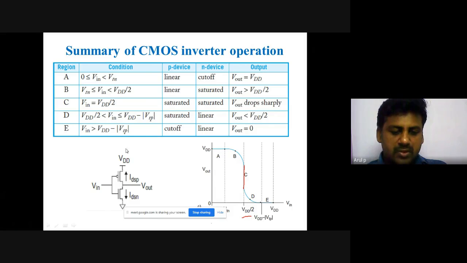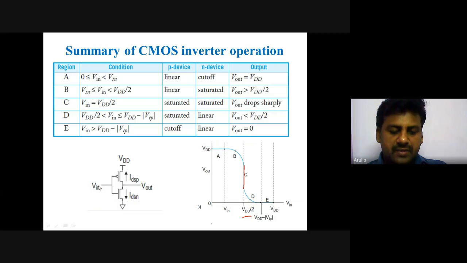So the operation of this CMOS inverter is, if the input is 0, the PMOS transistor turns on, and the NMOS transistor is off. So the supply VDD is passed to the output. If the input is 0, the output is high, which is shown in this diagram.